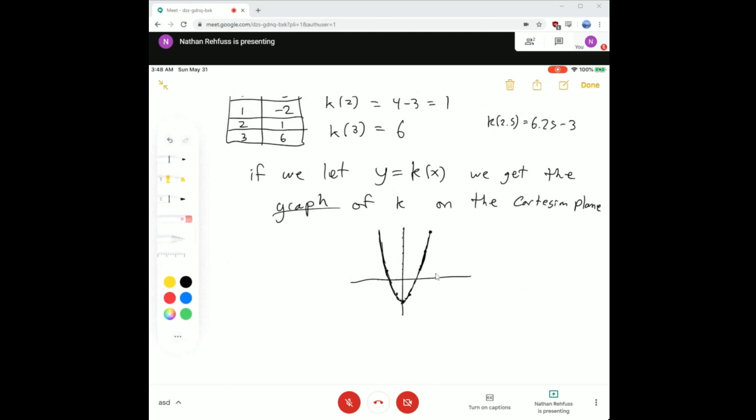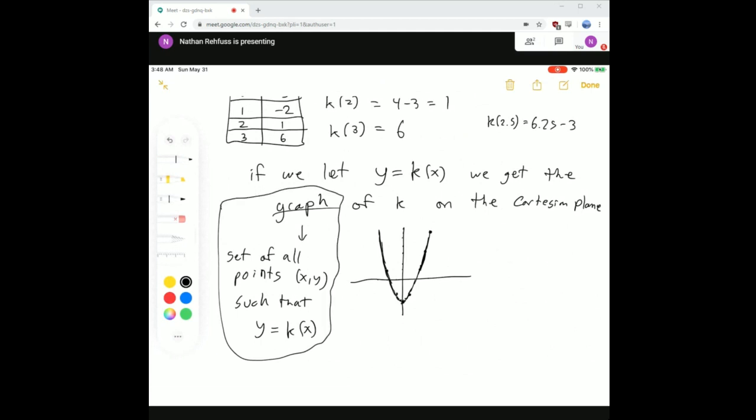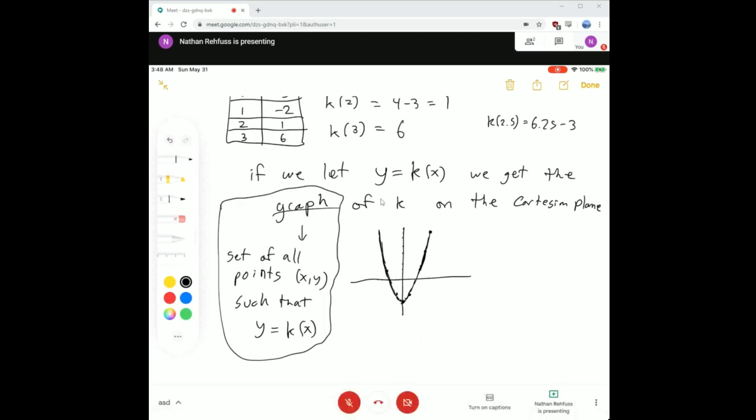So the graph is the set of all points x comma y such that y equals k of x. So that's the definition of a graph, it's every point in the Cartesian plane that fits this relationship.